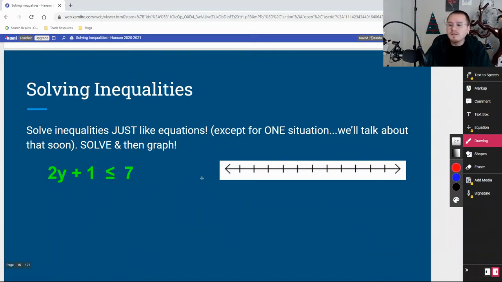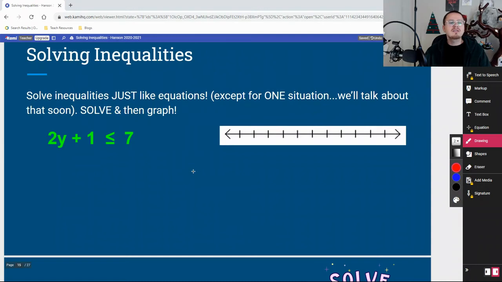You can solve inequalities, and you solve them just like equations. There's one little case, and we're going to talk about that. To make that train track, figure out what to do to isolate the variable. We've got to get y by itself, so I've got to get rid of the 2 and the 1. I'm going to get rid of that 1 by doing the inverse operation. Nice little equation review. Subtract 1 on both sides: 2y is less than or equal to 6. Divide by 2 on both sides, and y is less than or equal to 3.